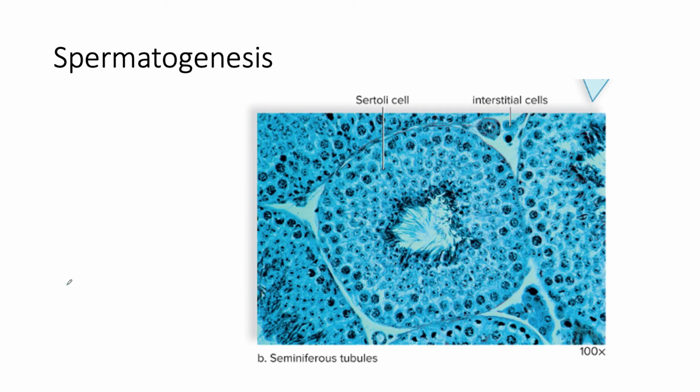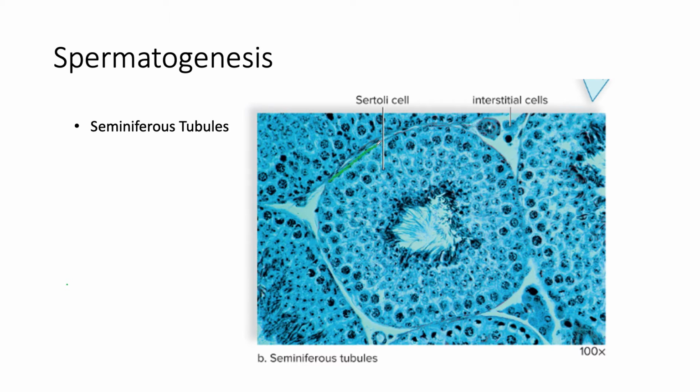Welcome back. Today we're going to be talking about the production of gametes, and that is spermatogenesis in the male and oogenesis in the female. We're going to be starting with the male side because it's just a little bit easier. Remember that spermatogenesis happens in the seminiferous tubule.